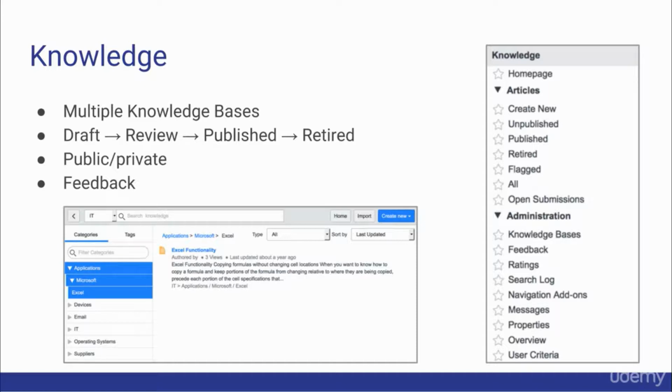Knowledge articles also support feedback. Articles contain ratings, comments, whether the article was helpful or not, and also a flag used if the information provided is wrong or just outdated.